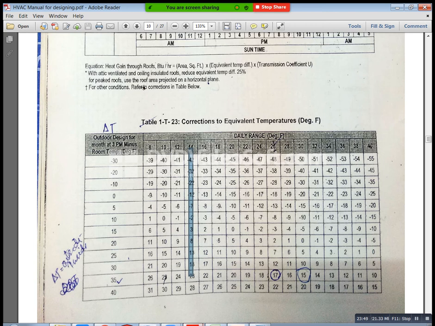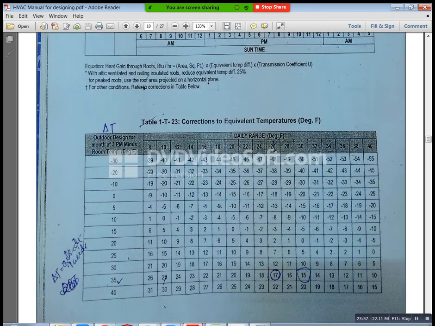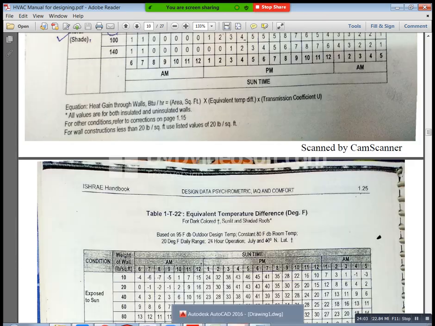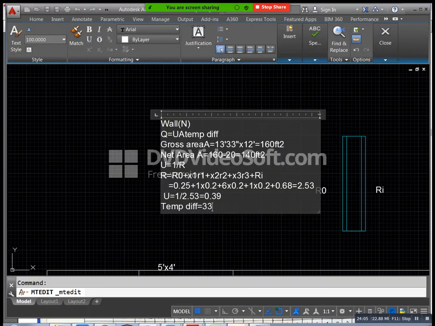Now we got all values. Now we need to find our temperature difference. Q is equal to U into area 140 into 33, 0.39 into 140 into 33. Now you need to calculate like this. You can see 1802 BTU per hour. We need to consider our flow rate in BTU per hour.